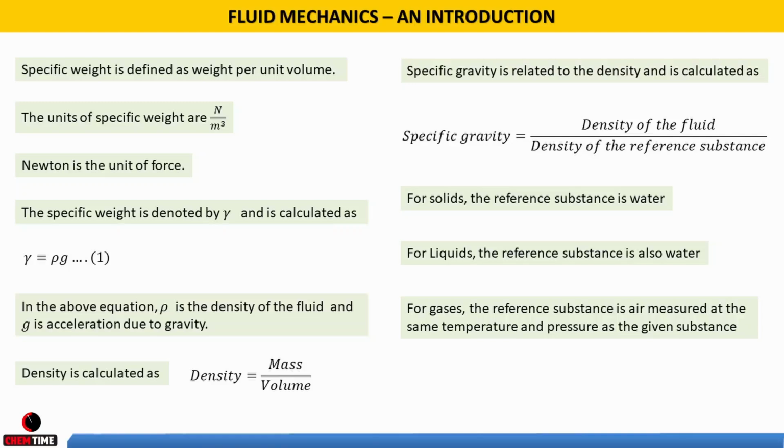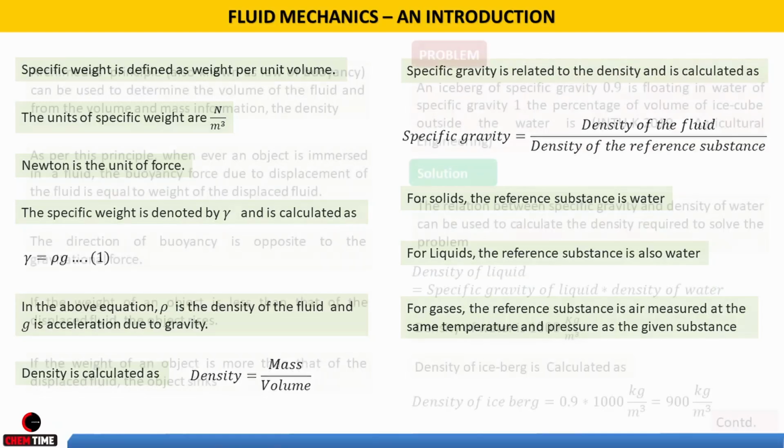Specific gravity can be connected to density: specific gravity is equal to density of the substance divided by density of the reference substance. In case of solids and liquids, the reference substance is water, whereas in case of gases, the reference substance is air, measured at the same conditions of temperature and pressure as that of the substance.